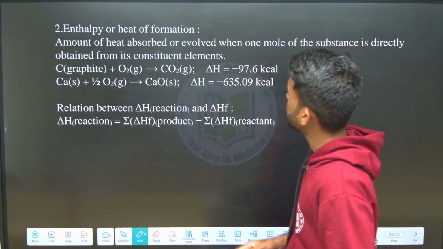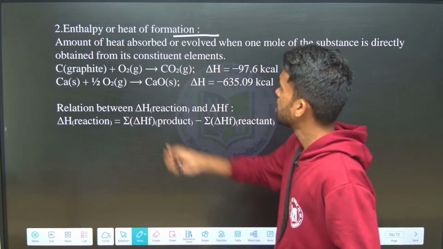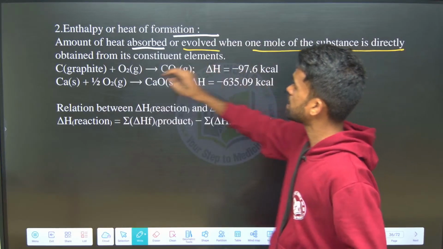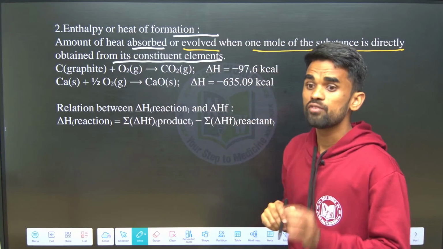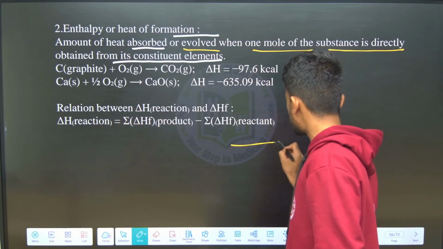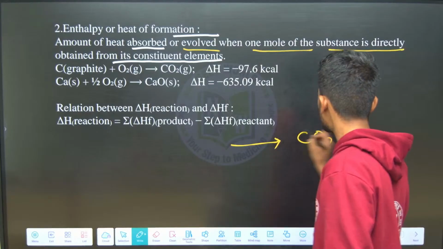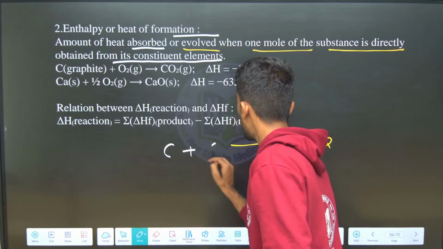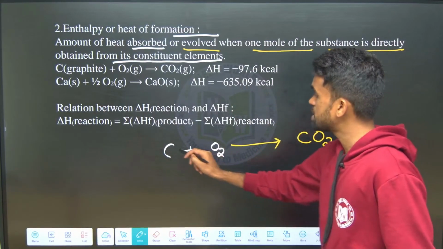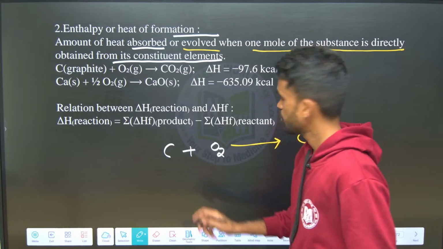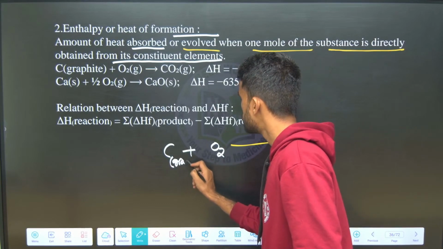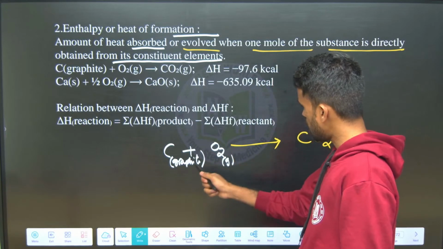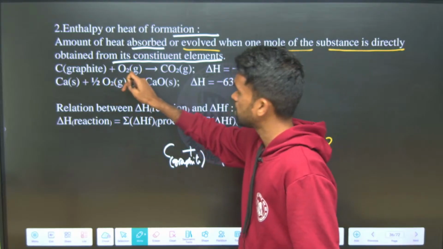Now, enthalpy of formation means the amount of heat absorbed or evolved when 1 mole of a particular substance is directly obtained from its constituent elements. If they are saying formation of CO2, what are the constituent elements? C plus O2. What is the standard state of carbon? Graphite. It should be in graphite form, and oxygen will be in gaseous state, O2.